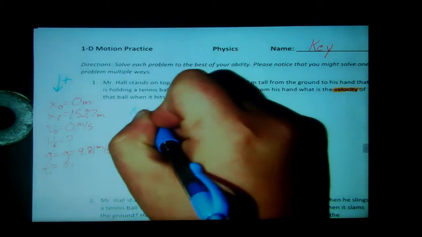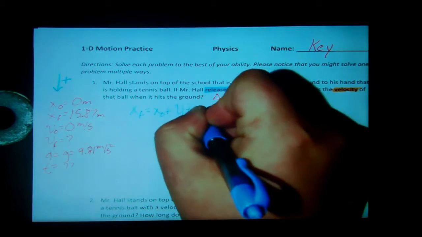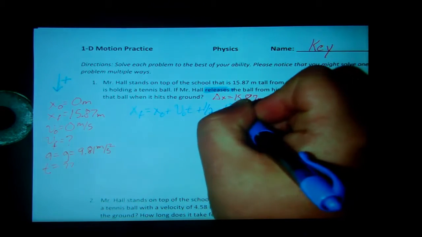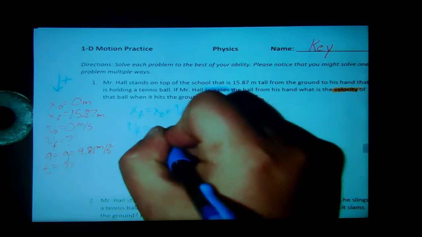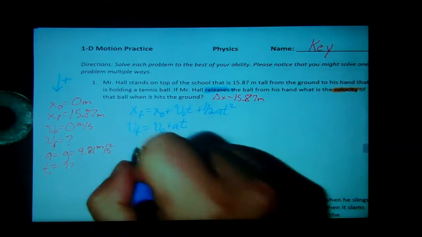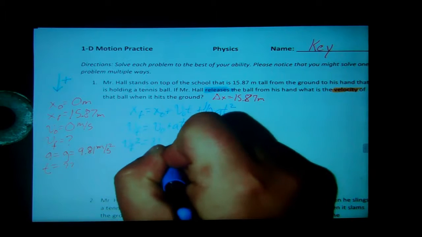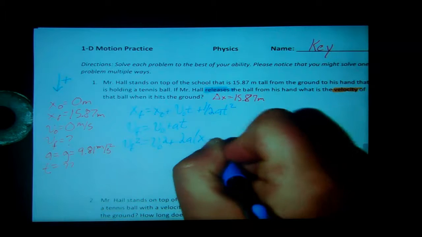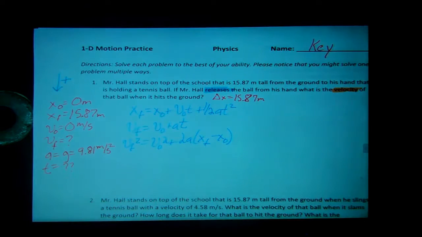Final position equals initial position plus initial velocity times time plus 1/2 times acceleration times time squared. Along with this, we have final velocity is equal to initial velocity plus acceleration times time. Then we have our final velocity squared equals our initial velocity squared plus 2 times acceleration and the change in displacement, which is x final minus x initial.